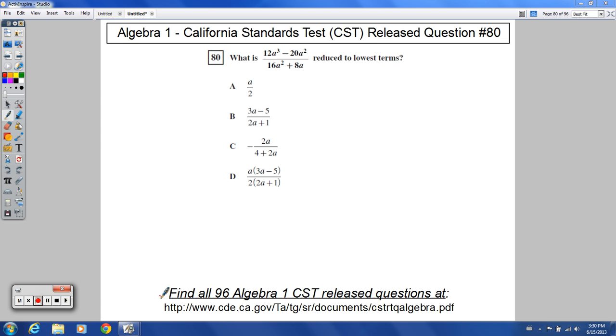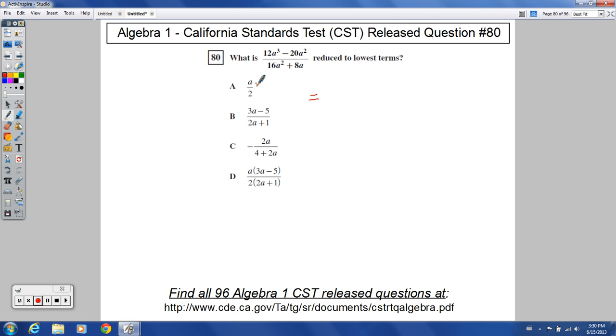It's release question number 80 for Algebra 1 CST release questions here. We have this. What is 12a cubed minus 20a squared over 16a squared plus 8a reduced to lowest terms? So this one is just like 77, 78, and 79.